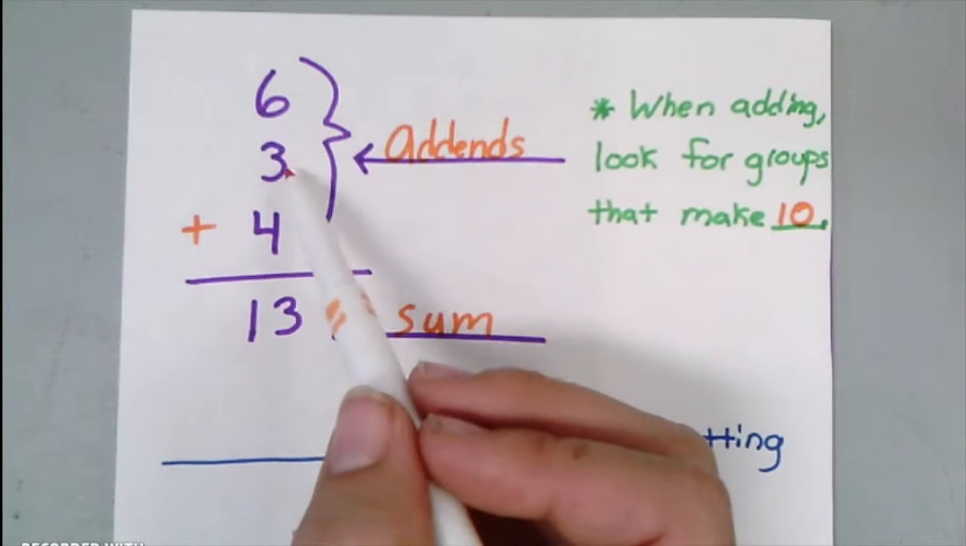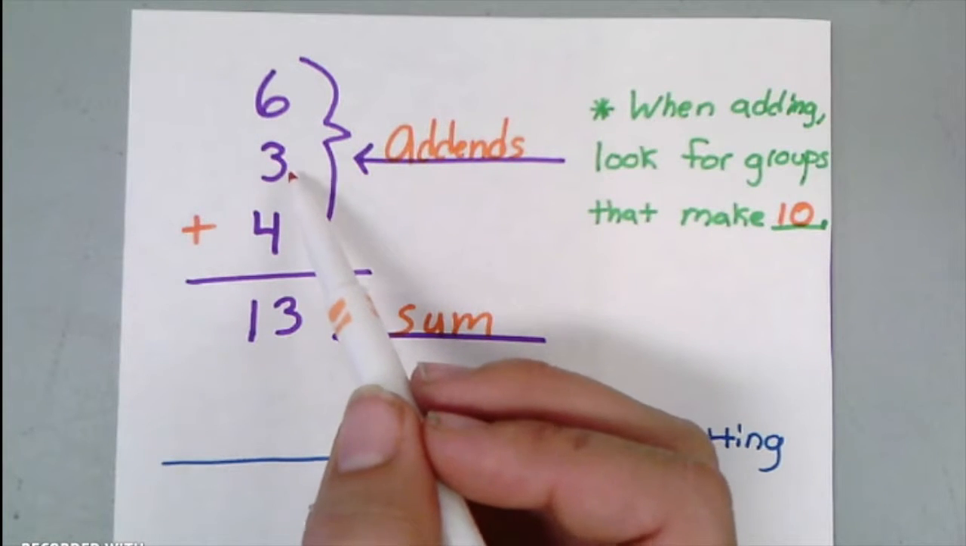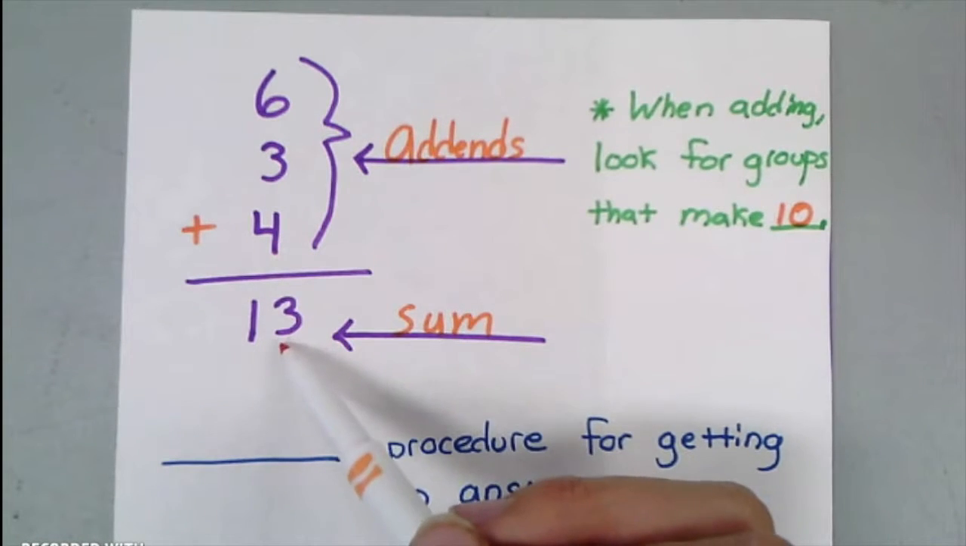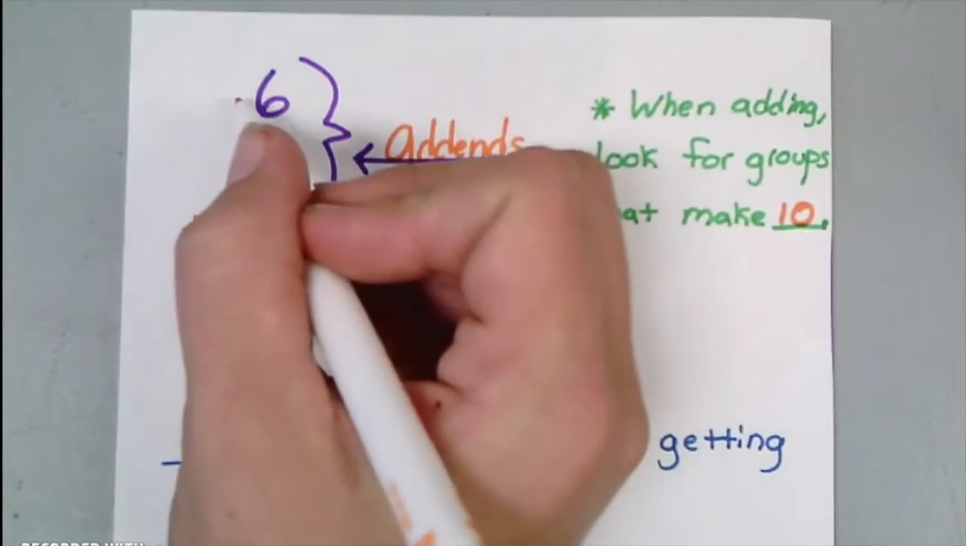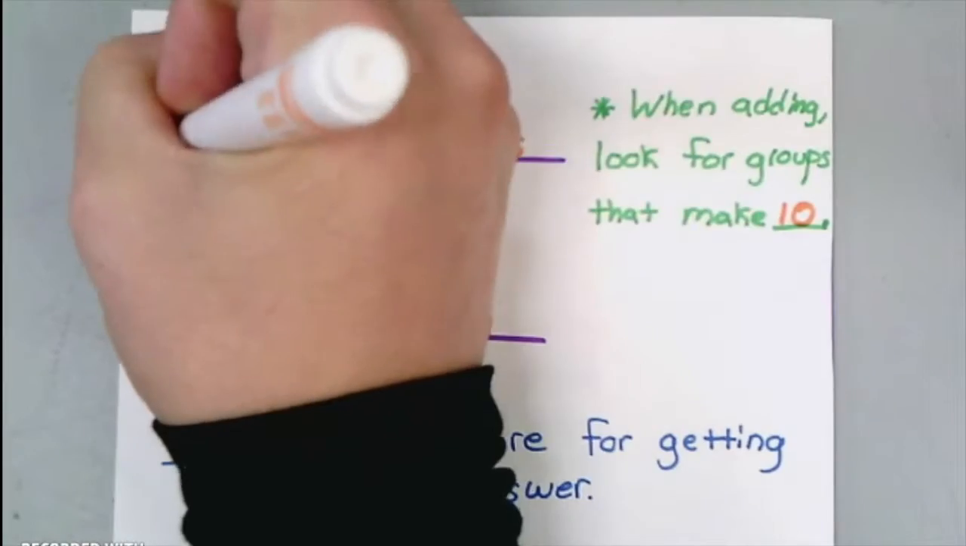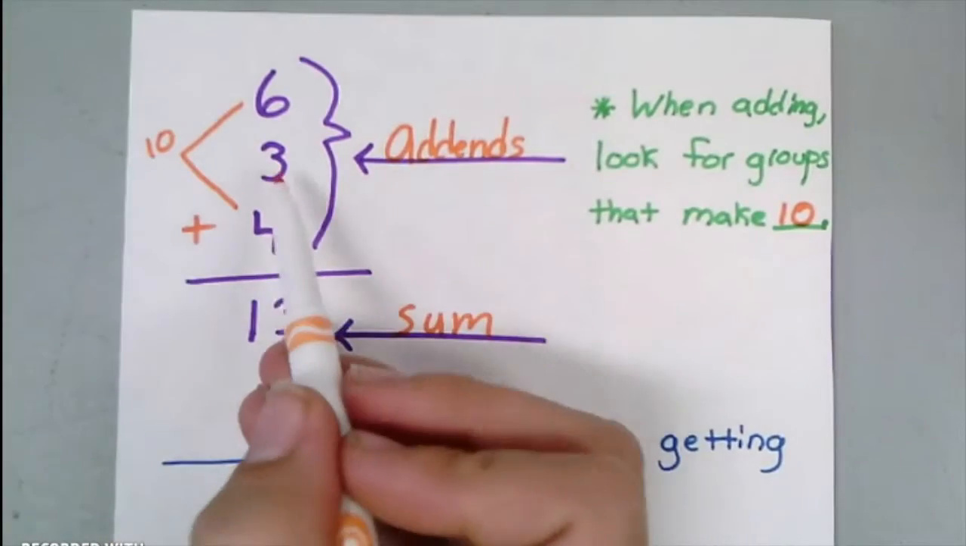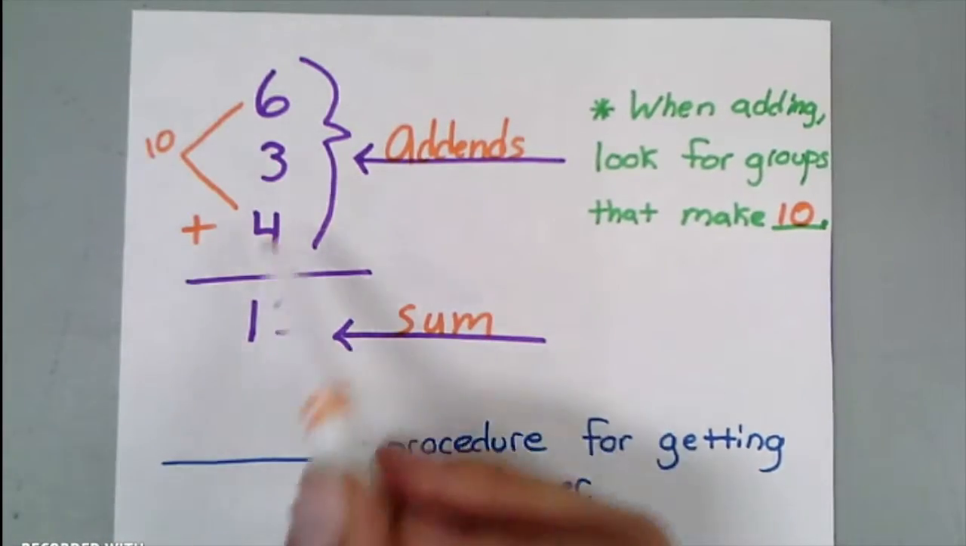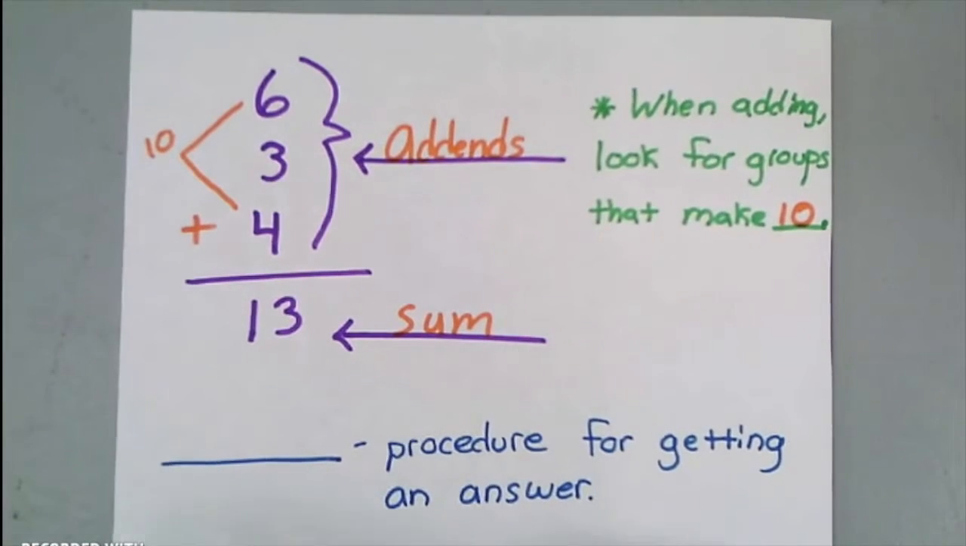Instead of doing 6 plus 3, which is 9, and 9 plus 4, which is 13, I can say, well, 6 and 4 makes 10. And then I can add the 3, and that's 13. And that's a lot easier to do in my head. I can do that really quick.